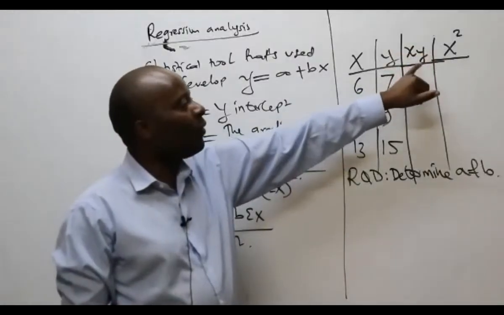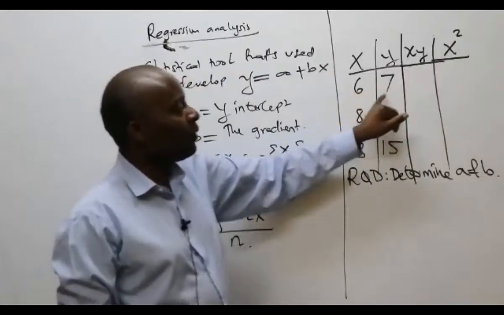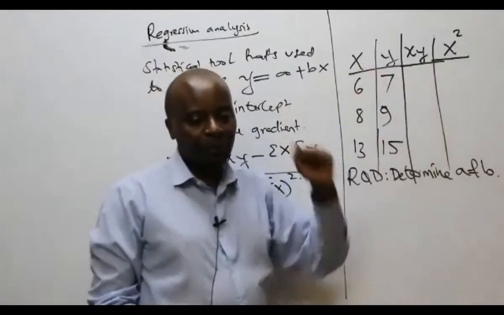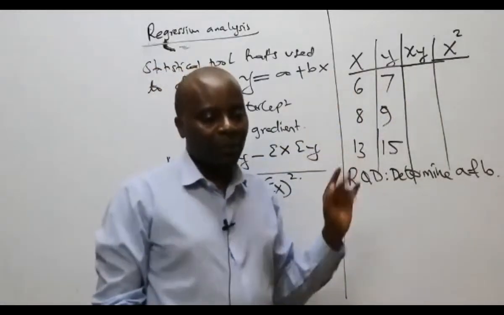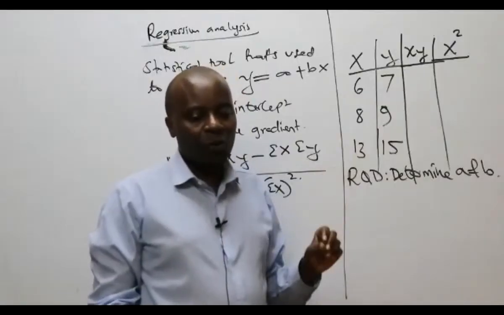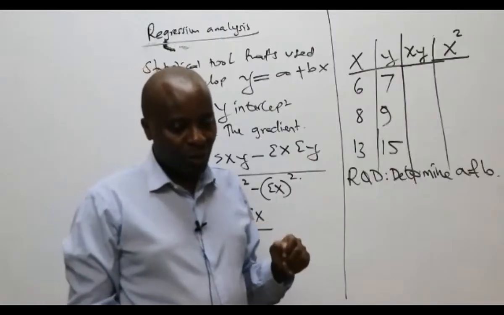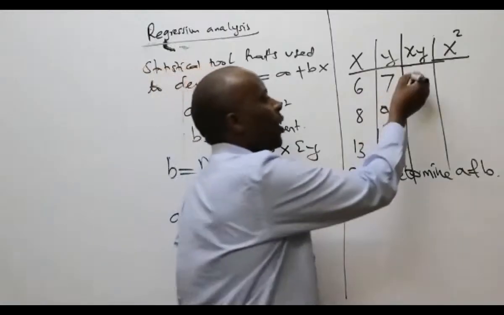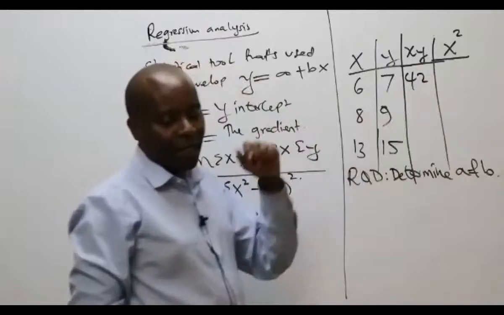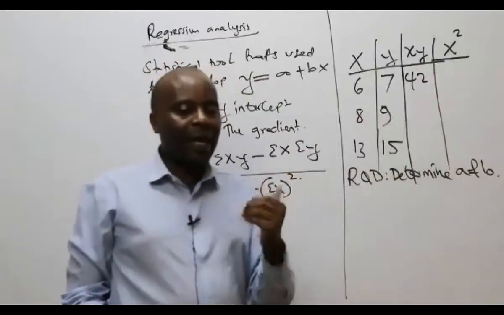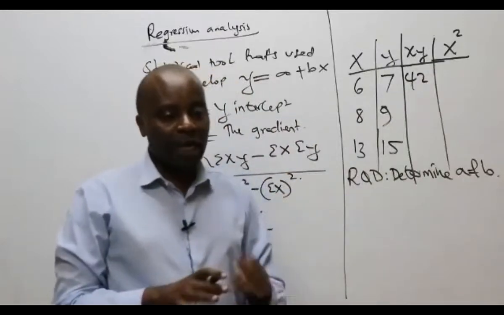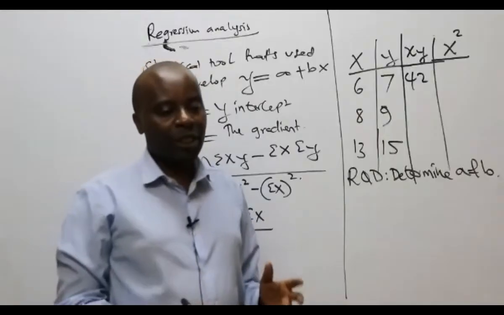So I need the column of xy first. What is 6 times 7? Please give me the multiples. Somebody give me the multiples. 42. How about 8 times 9? I know the multiples, but I would really want you guys to be engaged in this.